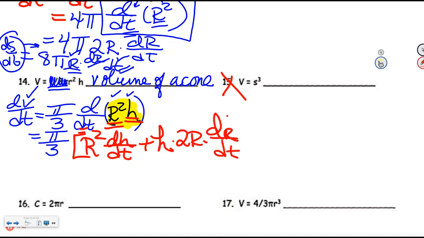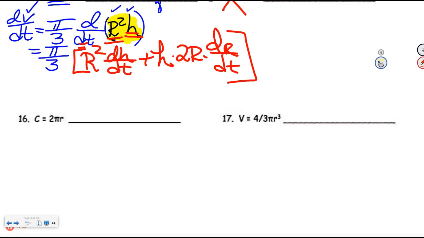You can just go ahead and leave that. We're not solving anything today. I'm just getting you used to the calculus notation and how to derive implicitly these geometry formulas. I'll skip 16 and the last one up.